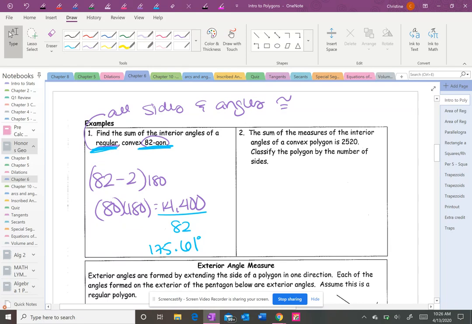And then, of course, there's going to be some where we work backwards. So it says the sum of the measures of the interior angles of a convex polygon is 2520. Classify the polygon by the number of sides. So it's saying that when somebody did this formula, they got an answer of 2520.